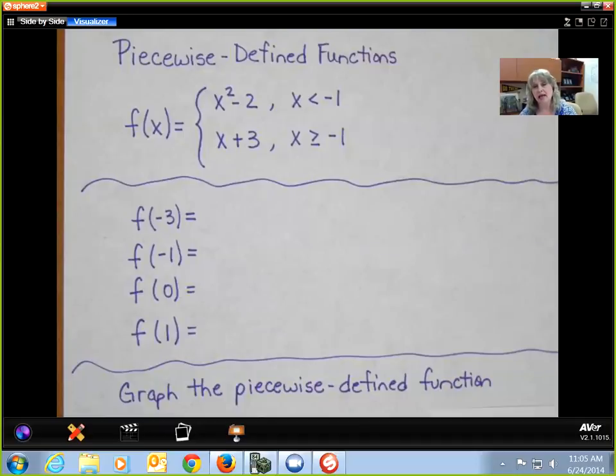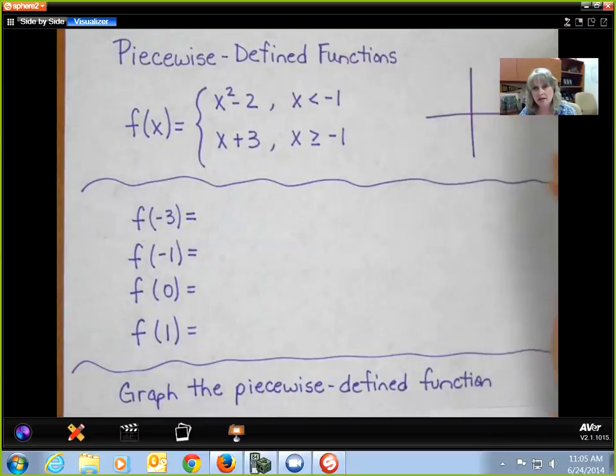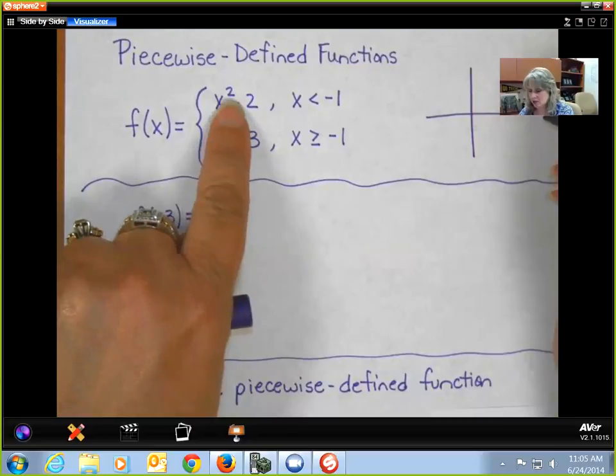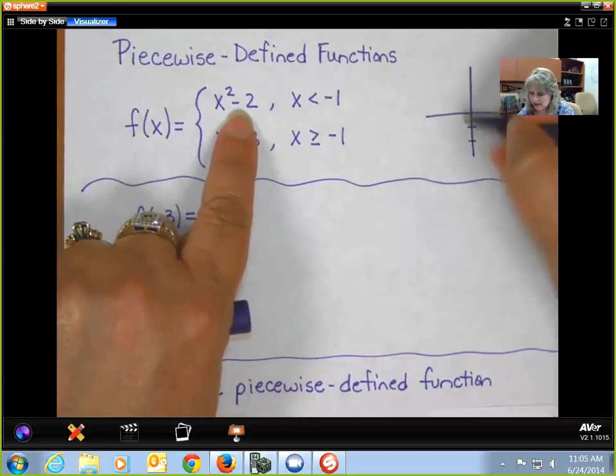It's going to become the line x plus 3 when x hits negative 1 and finds values greater than negative 1. Okay, so we know it's going to look something like this. Let's just get an idea. We know x squared minus 2, like we said, that's a parabola because we have x squared, and it's down 2 units. Okay, so it looks something like this. Okay, just a little sketch.